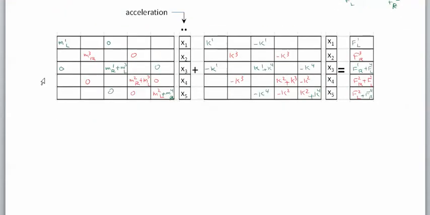Okay, so let's see what we exactly know. Node 1 and node 2 are fixed. So this is going to be 0. And the acceleration of it is 0 because the node is fixed. This is 0 and this is 0. This is the reaction force at node 1. This is the reaction force at node 2. Left wall, right wall.